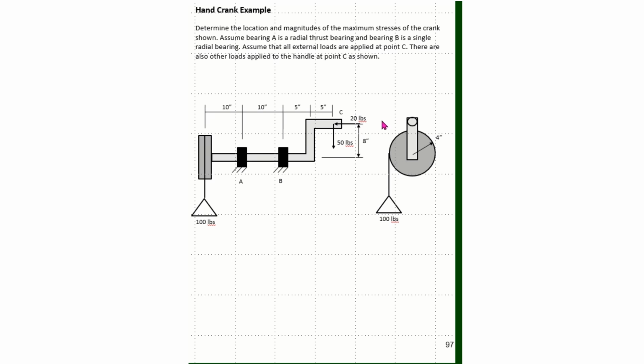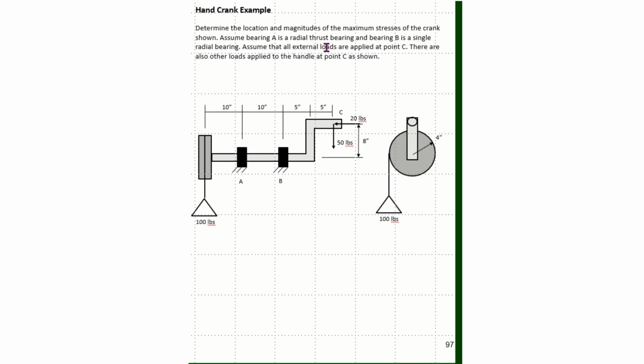So the idea is that I come here and I apply a load here on this handle in this direction, and if I push on this handle and rotate it, it will rotate this disc and lift this 100-pound weight. And what we need to do is analyze the stresses that will develop in this shaft. So it says here, determine the location and magnitudes of the maximum stresses of the crank shown. Assume bearing A is a radial thrust bearing and bearing B is a single radial bearing.